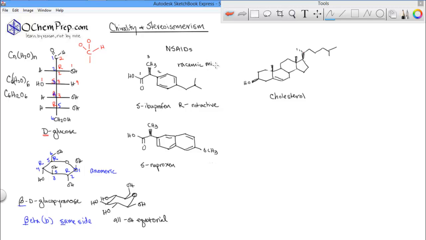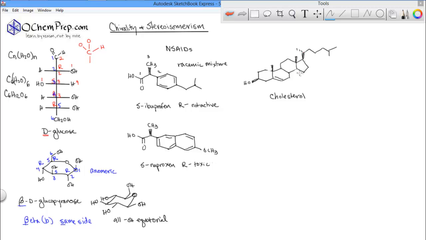Even though only 50% of the molecules do what you want them to do, at least this R doesn't do anything bad. Now, with naproxen or Aleve, and I believe it's sold as a sodium salt, so the H is taken off and replaced with the sodium. They only sell one of the enantiomers because the S enantiomer does what they want it to do, and the R enantiomer is toxic. And so this is a drug that's sold as only one of the enantiomers, whereas ibuprofen is sold as a racemic mixture.